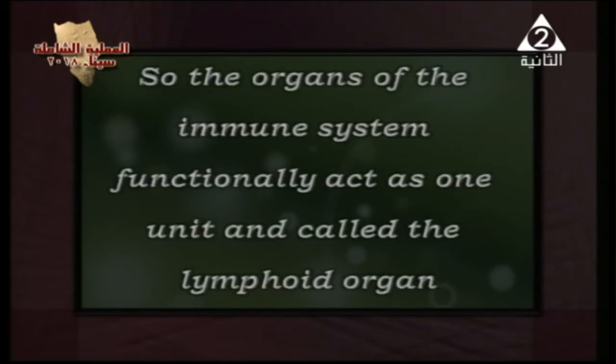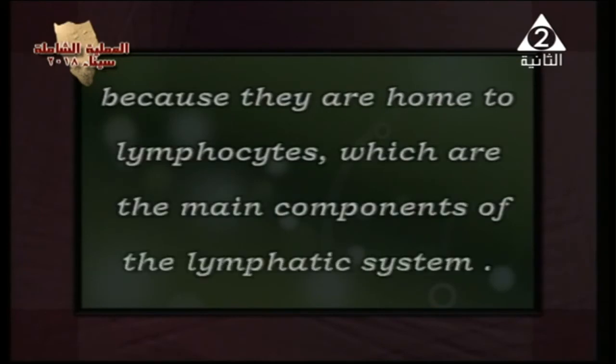So the organs of the immune system work, or functionally act, as one unit, and they are called lymphoid organs. This unit is called what? Lymphoid organs. Because of what? Because they are the home to the lymphocytes, as we're going to study the lymphocytes in detail, which are the main components of the lymphatic system. Okay?